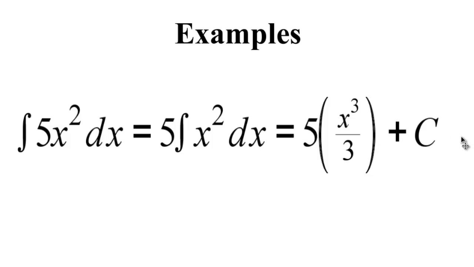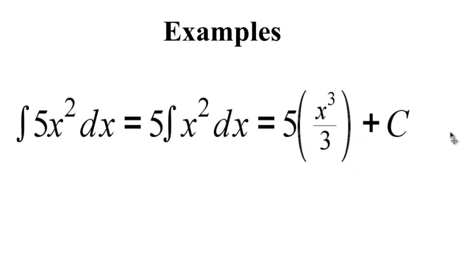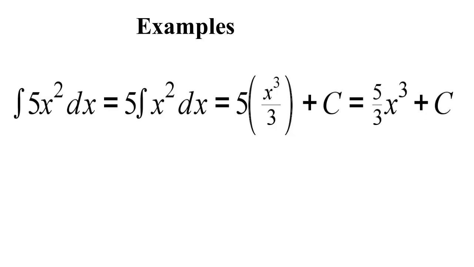A common mistake in integration is to forget that plus c, because remember, there's an infinite number of functions that have that derivative of 5x squared. In a simplified form, it's 5/3 x to the third power plus c. If we took the derivative of this, we would get 5/3 times 3 times x squared, which would be 5x squared.